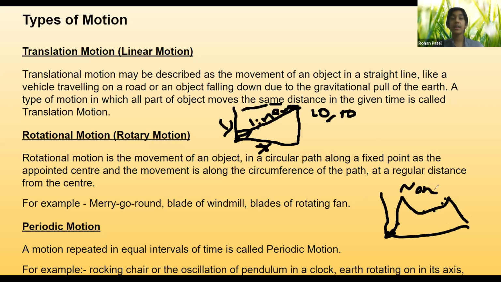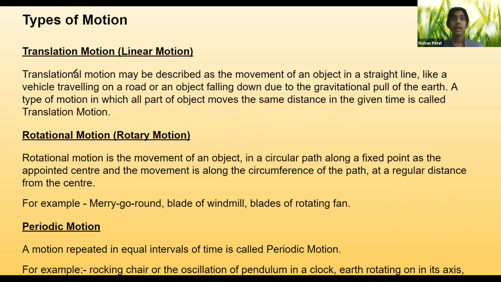So we can use that in the type of motion because translation motion is the movement of an object in a straight line. That's why it's also called linear motion. Okay, so if you don't know what linear is, that's why it's called linear motion as well.